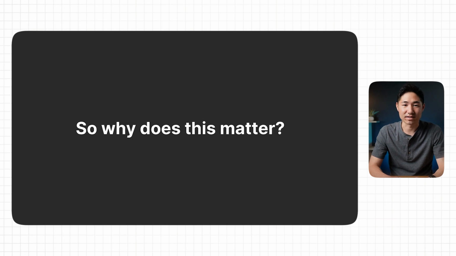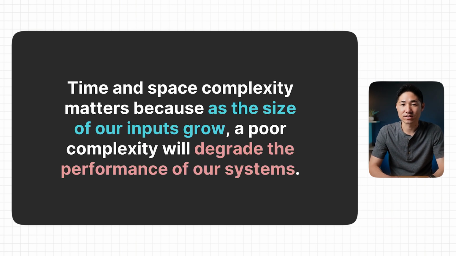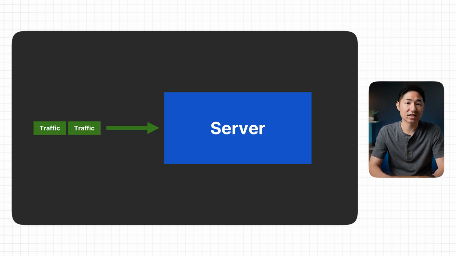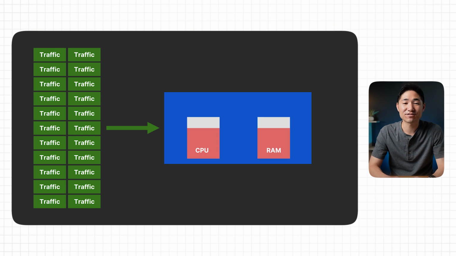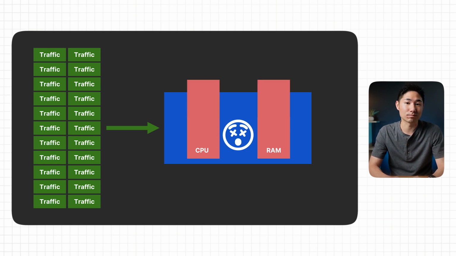Why does this matter? Time and space complexity matters because as the size of our inputs grow, a poor complexity will degrade the performance of our systems. In a real-world context, as our servers begin to handle more and more traffic, there's only so much we can ask it to do. A single machine has a fixed amount of CPU processing power and RAM, and we can overload the system by asking it to do too many things or asking it to keep track of too many things. Less efficient algorithms will cause this to happen much more quickly.